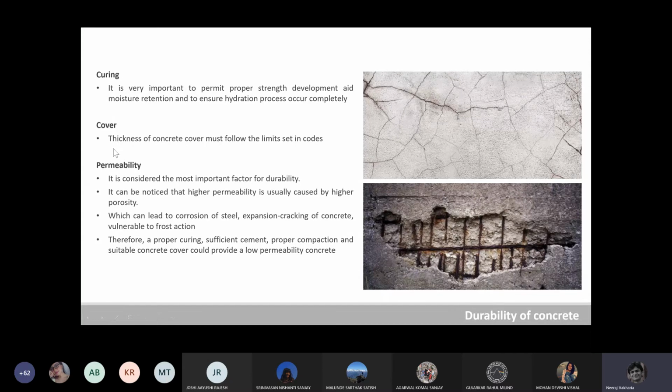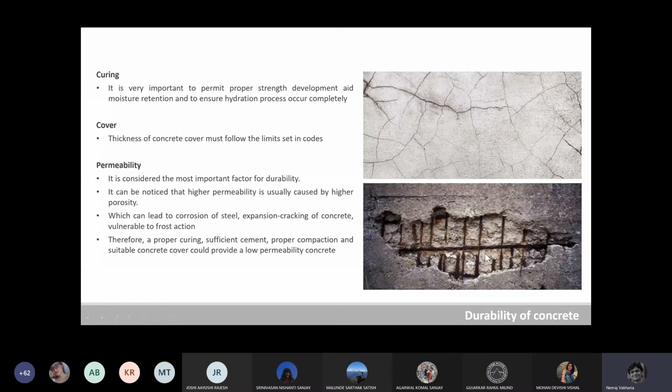Cover. The thickness of the concrete cover must follow the limits set in codes. Permeability is considered the most important factor for durability. Higher permeability is usually caused by higher porosity, that is, how much water or precipitation it may retain. If it holds that water, it may lead to corrosion of steel, expansion, and cracking of concrete, which might be vulnerable to frost action.